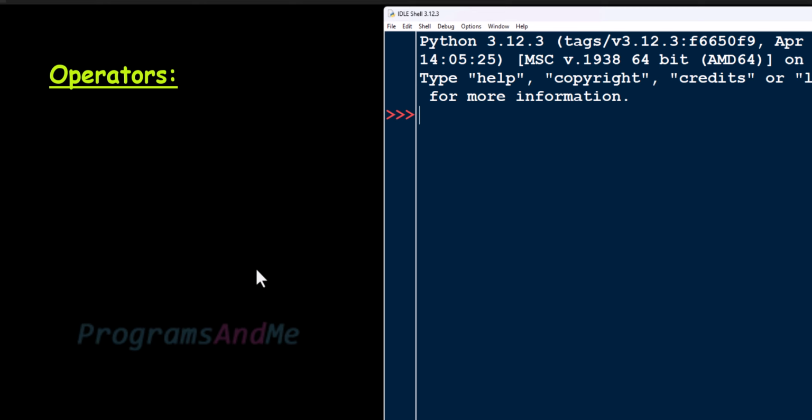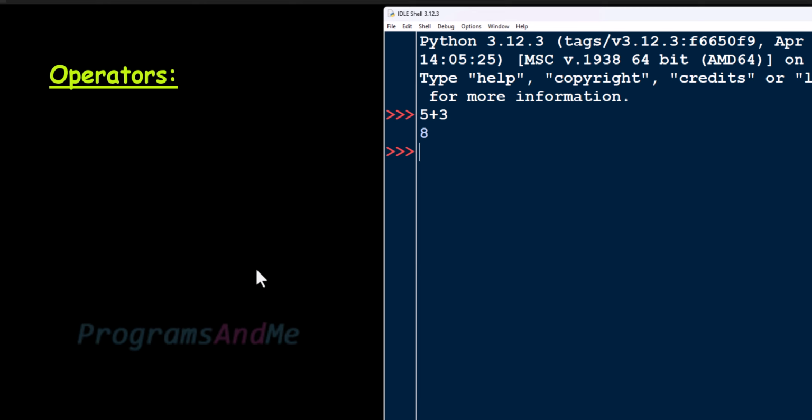We were discussing operators and we learned different operators like arithmetic operators, comparison operators, bitwise operators and many more. Just for an example, here I'll write 5 plus 3. Plus is an arithmetic operator, addition operator, and the result is 8. It will add 2 operands and it will return the result.